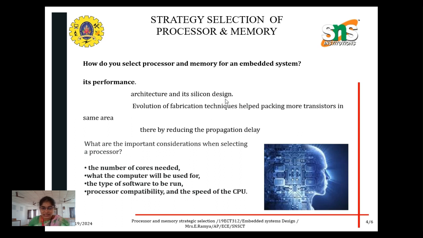What are the important considerations when selecting a processor? The number of cores needed, whether Core i5 or Core i7; what the computer will be used for, whether gaming, chatting or designing; the type of software to be run; the processor compatibility; and the speed of the CPU, central processing unit. We have to consider all these things when choosing a processor and memory.